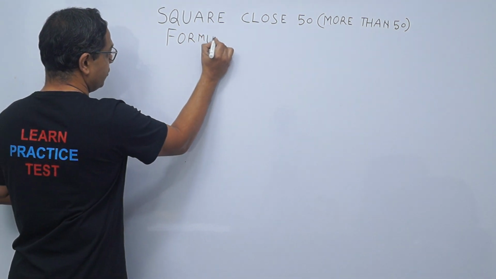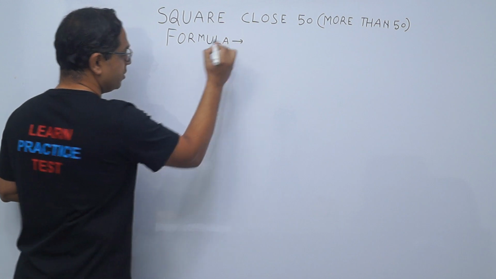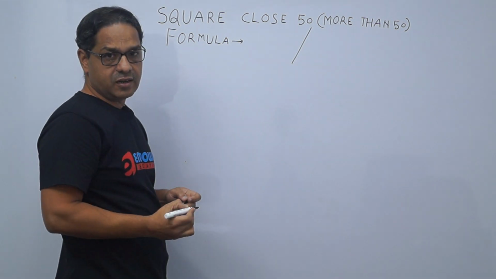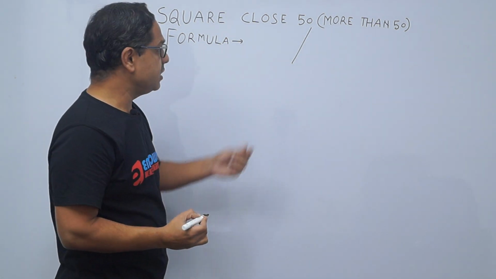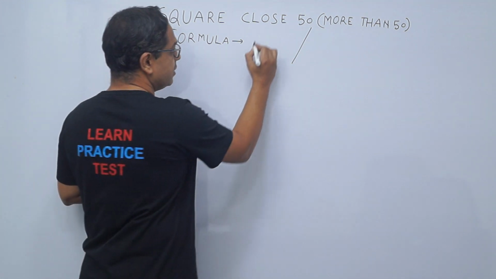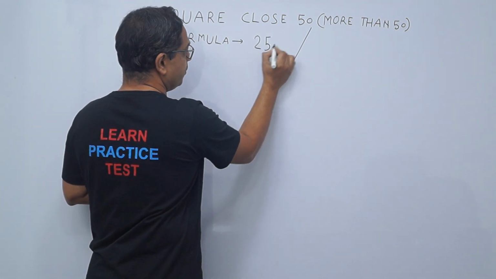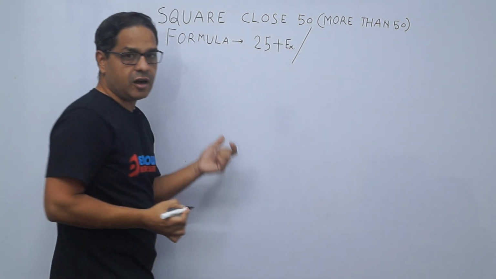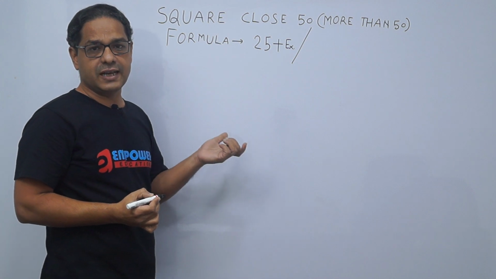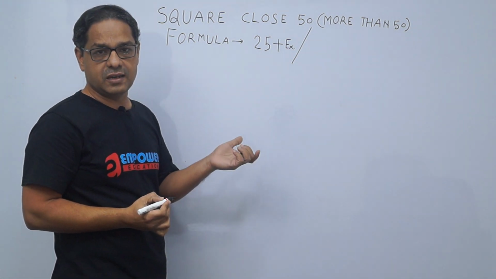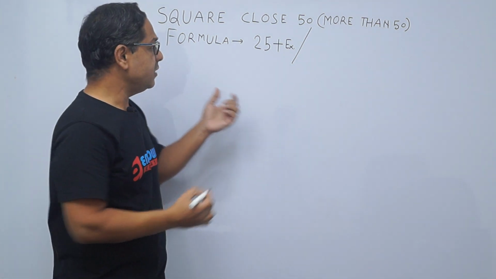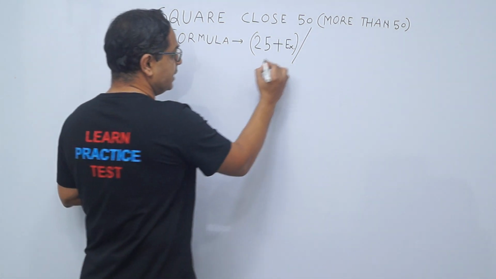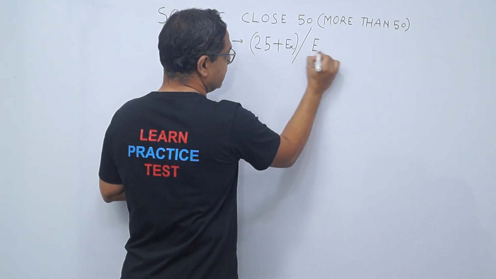So let me explain the formula to you. Here we write the answer in two parts, one on the left hand side of the slash and one on the right hand side of the slash. On the left hand side we write 25 plus excess of the number. What is excess? How much a number is greater than 50, that is called excess. Like for 51, excess is 1. For 54, excess is 4. So the left hand side answer is always 25 plus excess. The right hand side answer is always excess square.